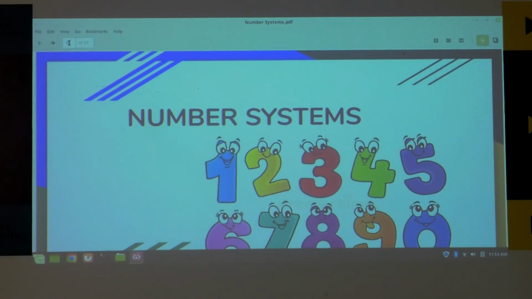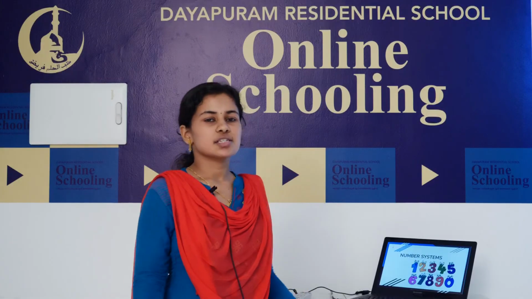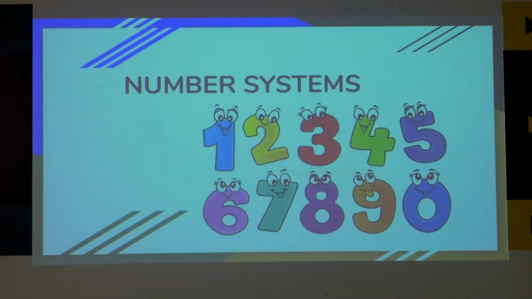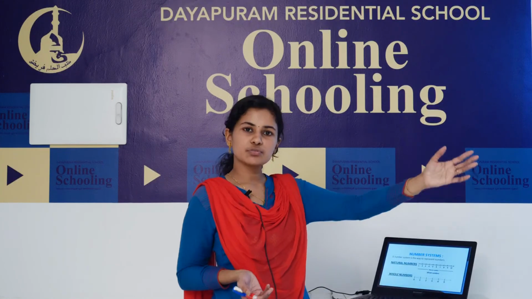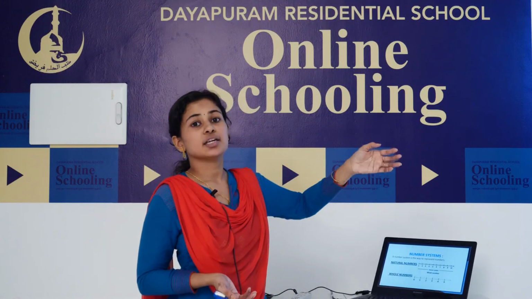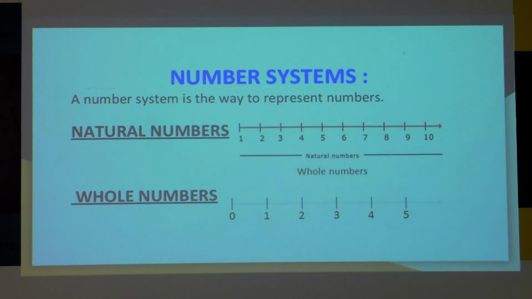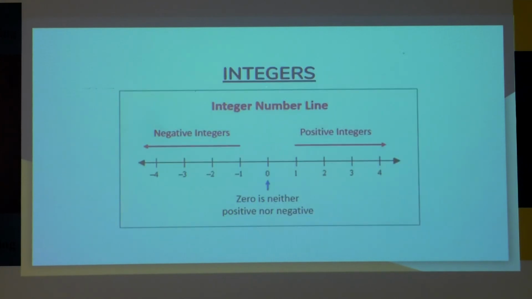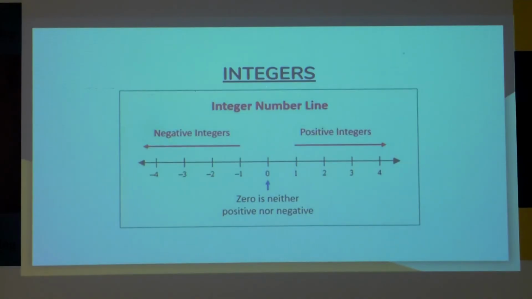In this chapter we studied about the number systems. Number systems are the way to represent the numbers, and next we studied about the different types of numbers. Natural numbers are 1, 2, 3, 4, 5, just for counting and ordering, and next is whole numbers. This is starting from 0 and then 1, 2, 3, etc. What about the next one? Obviously it is integers. Integers on a number line are positive integers and negative integers. 0 is neither positive nor negative.